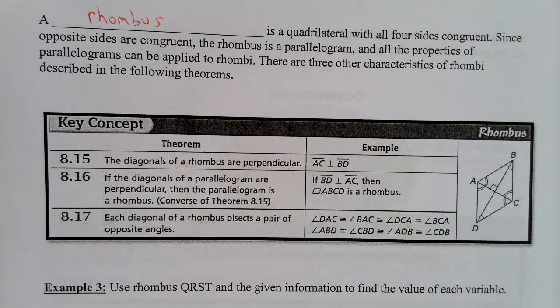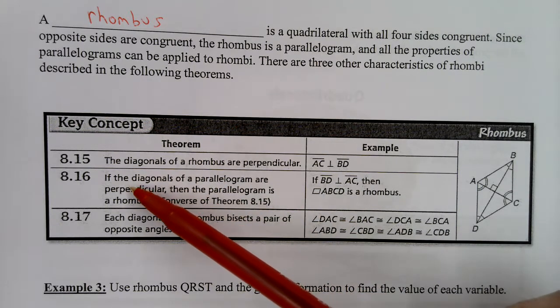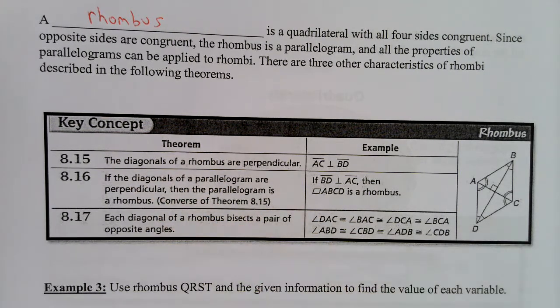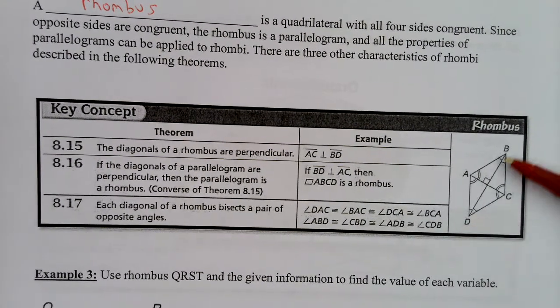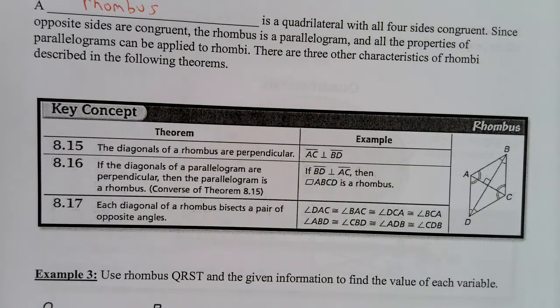And the converse is true. If you know the diagonals of a parallelogram are perpendicular, then you know it has to be a rhombus. And there's one more theorem: each diagonal bisects a pair of opposite angles. So in a rhombus, you have the two diagonals, and they bisect the opposite angles.